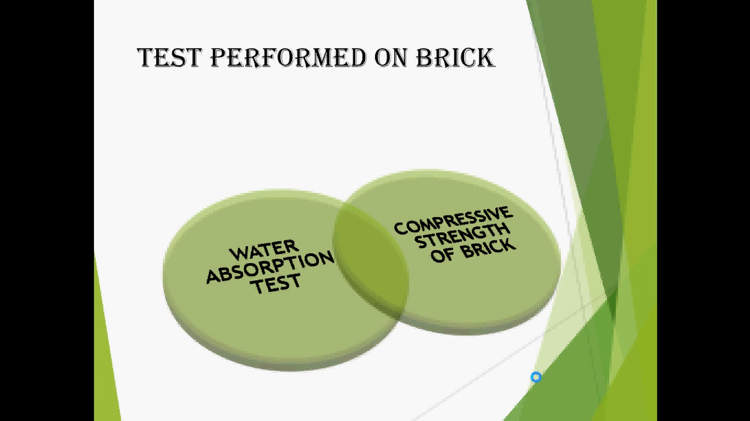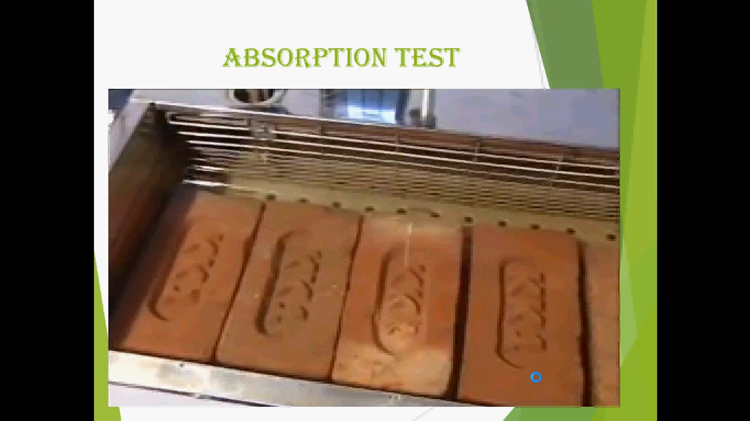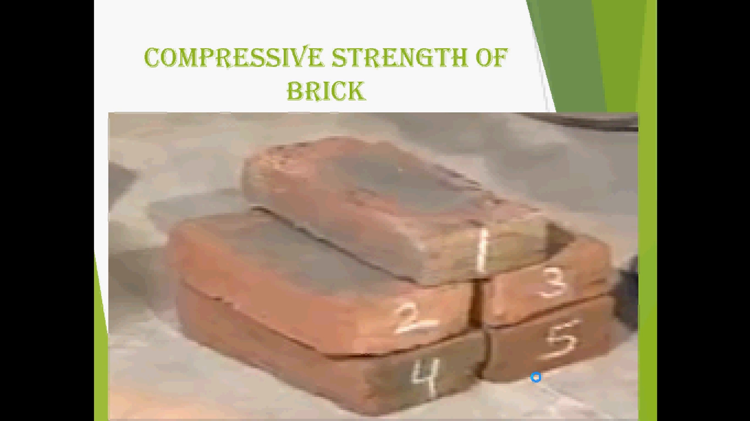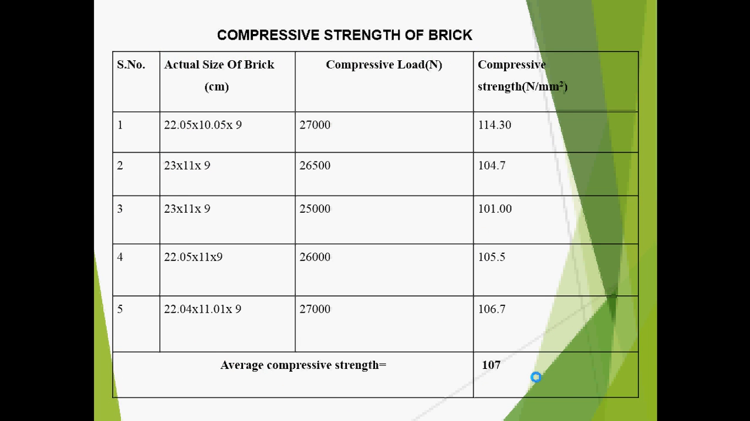And these are the two tests performed on the brick: water absorption test and compressive strength of the brick. Coming to the table, we got an absorption value of 9.04 percent, which is good. You can see the compressive strength of the brick. These are the 5 brick samples held for compression test, and we got 107 as the average compressive strength.